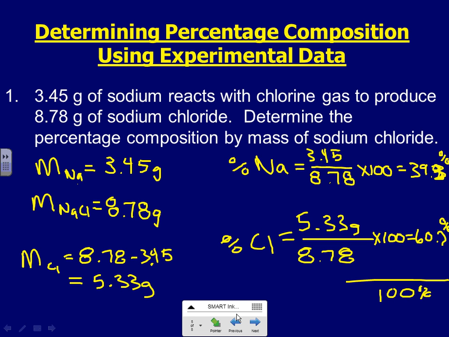Again, it has to add up to 100, right? I got the 60.7 by getting the other half of that thing. I subtracted it off. But still, it's good to check it. And ideally, if this experiment was done well, then that should be the same as the percentage composition if we just looked at NaCl and got the total, all right? So that's how we would get it from experiment.